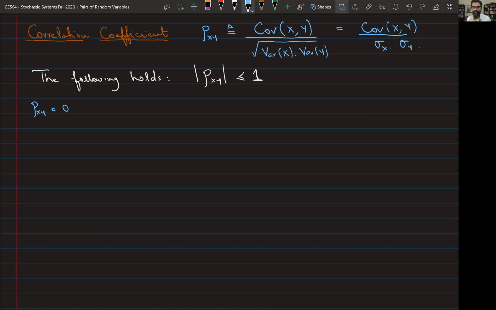Isha, I'm going to come to you after this. When do you think rho xy is going to be equal to 0? What property do x and y have to satisfy for the correlation coefficient to be 0? Sir, one would not be depending on the other.